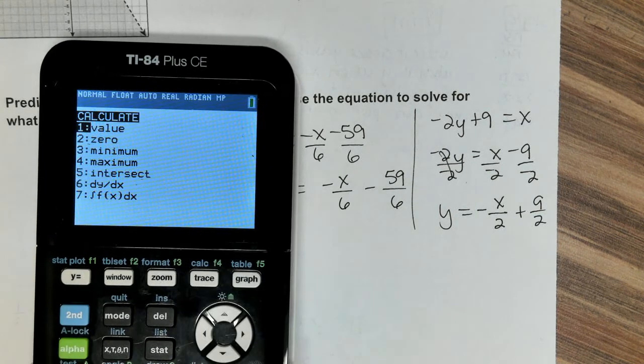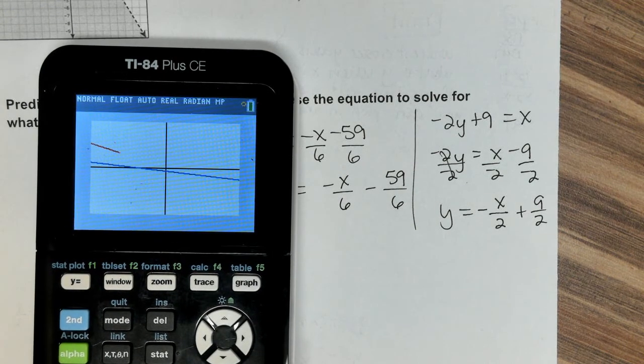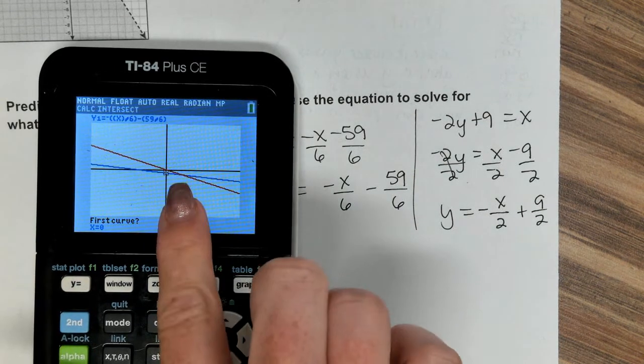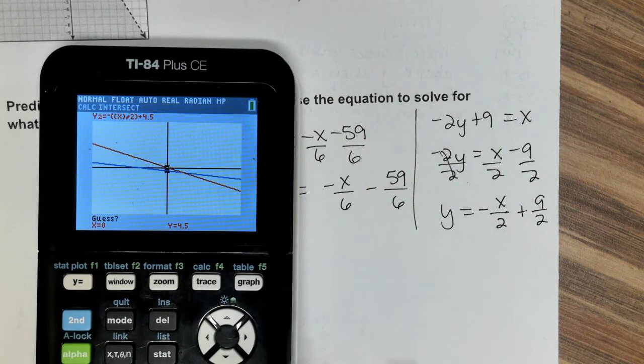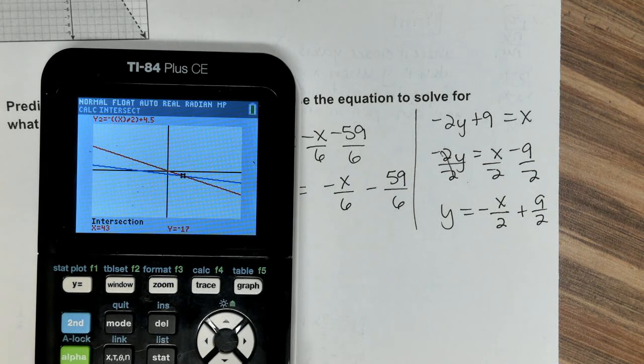So now if I do second trace option 5, hopefully I'll be able to see an intersection. If I still can't see it, then I need to make my window even bigger. Do I see the intersection? Enter, enter, enter. There's your answer. Where's it at? What's your window? I said I'm at negative 200, positive 200.